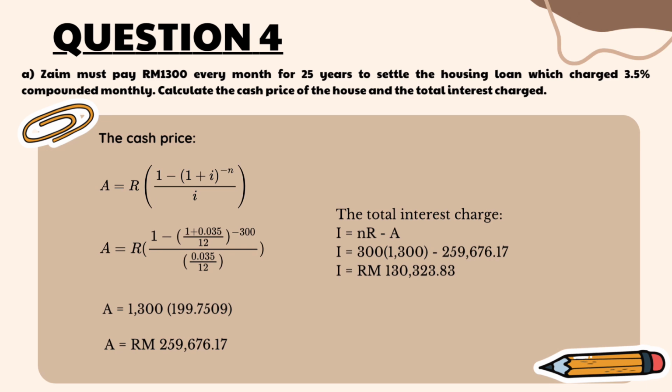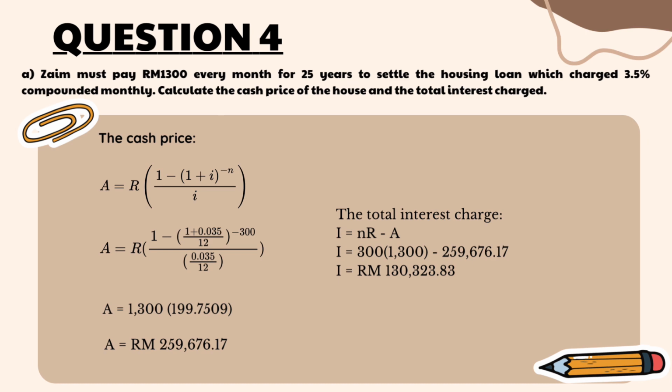These are the questions for annuity. Zaim must pay 1,300 every month for 25 years to settle the housing loan, which charges 3.5% compounded monthly. Calculate the cash price of the house and the total interest charge.